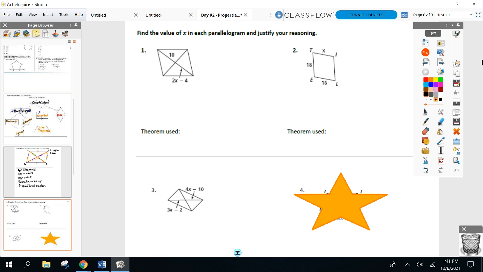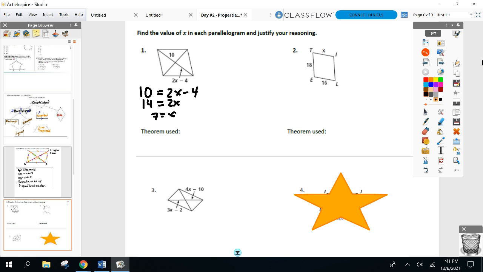All right, find x. What do we know about the 10 and the 2x minus 4 from our properties? They are congruent. So no big deal here. 10 equals 2x minus 4. Yep, boot the 4 over. We get 14 equals 2x. X equals 7. Great. That's not what I'm concerned about. It's the next part. Theorem used. This is the same one we're going to put tomorrow in the reasons column when we do proofs.